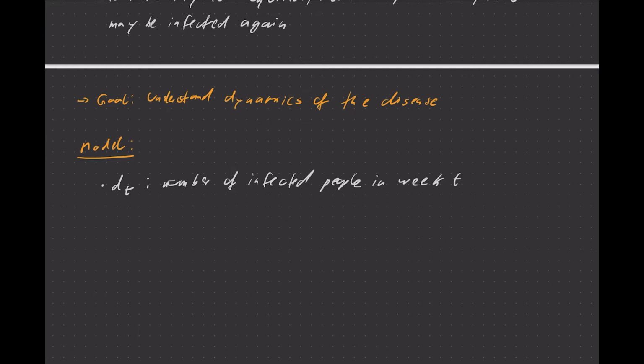in week t. And then we also have the number of currently healthy people. We call that h_t. So this is the number of healthy people in week t.